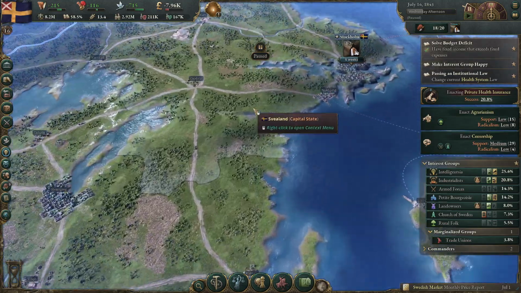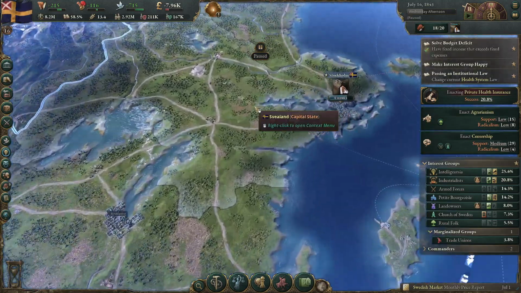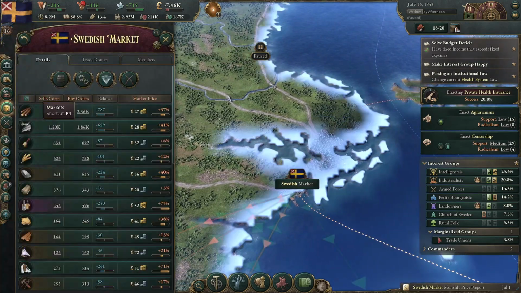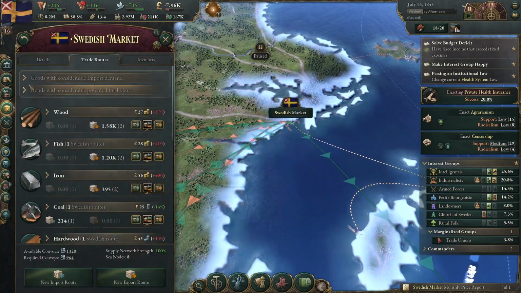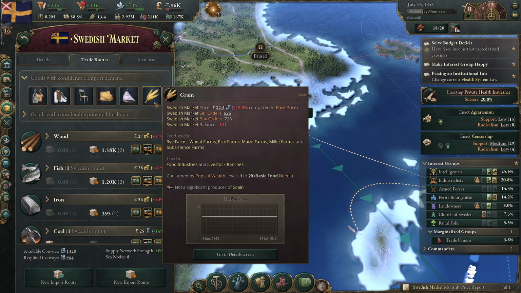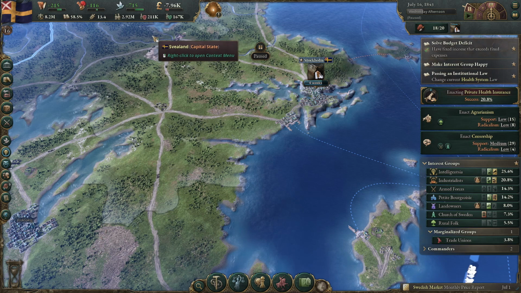And at the moment, we still have quite a predominantly rural community. And I think if we come into the markets and look at it, it says goods with considerable import demand. Wow. We've got grain, which I think is an essential. Now, there is a way to find out what the demand is.